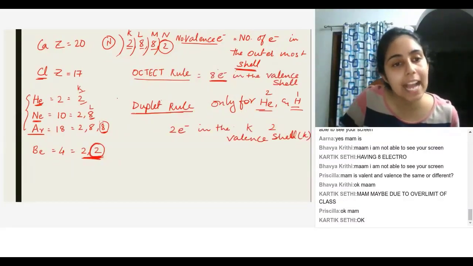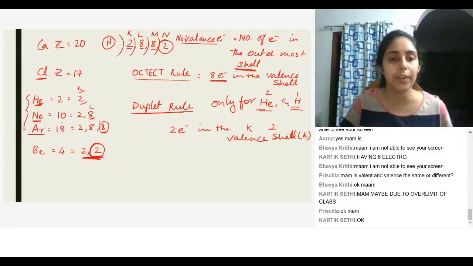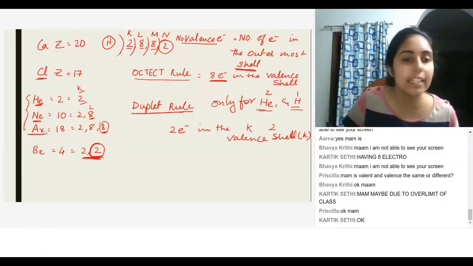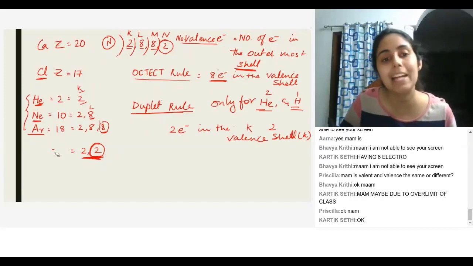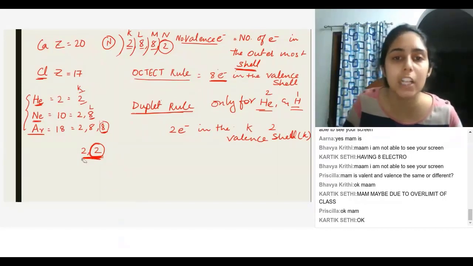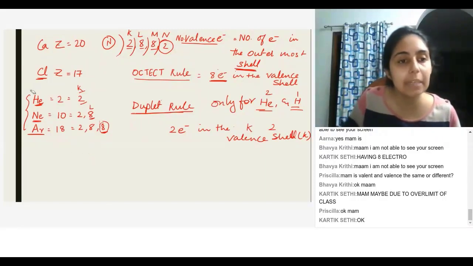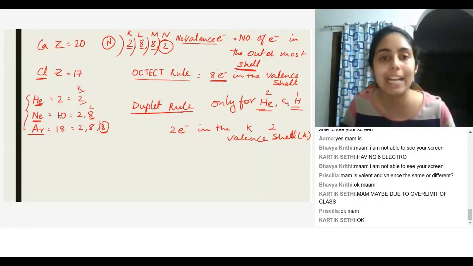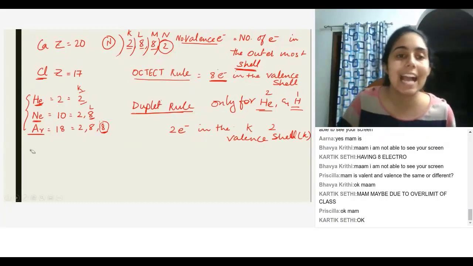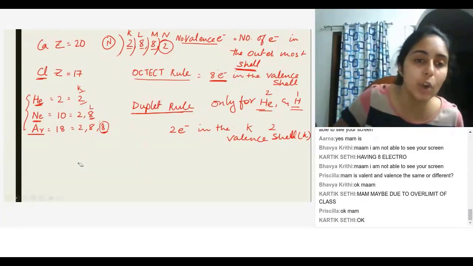Notice that these atoms are stable atoms. Beryllium, I will not say that it is a stable atom, because it does not satisfy the octet or the duplet rule. But all of these, helium, neon, argon, are called noble gases. That means they do not react, and they satisfy either the octet rule or the duplet rule.